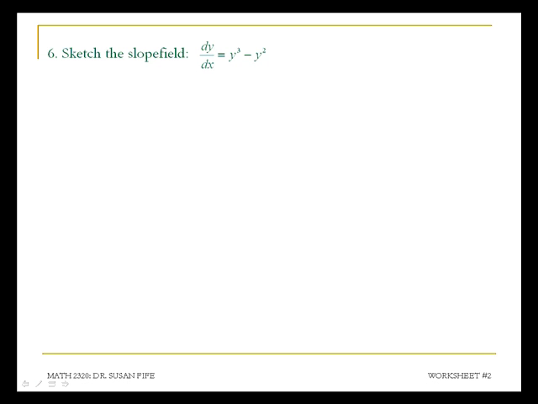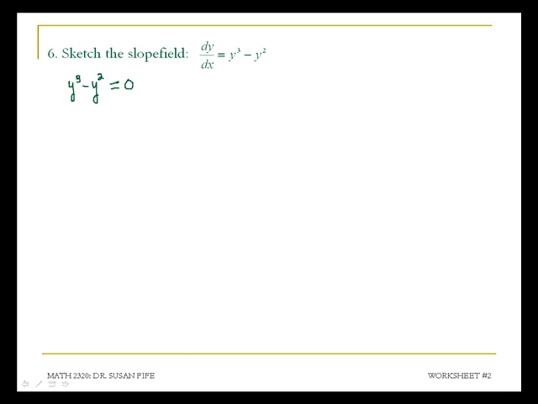On question number 6, we're told to sketch a slope field. And we can start by doing a phase portrait because we have an autonomous ODE. To sketch the slope field, I think that the easiest way to start is to find the critical points. Where is the derivative equal to 0? Or where is y to the third minus y squared equal to 0?